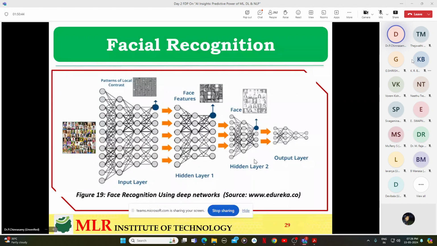There we need to apply two different functions, which are activation functions, right? So this is how our deep learning model will work, right? Any doubt? Any doubt for a facial recognition application for deep learning models? No, sir. Yes.